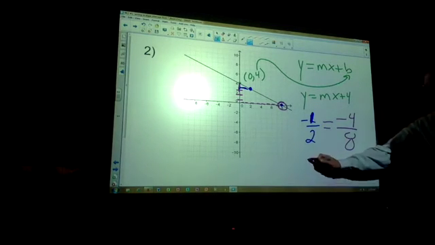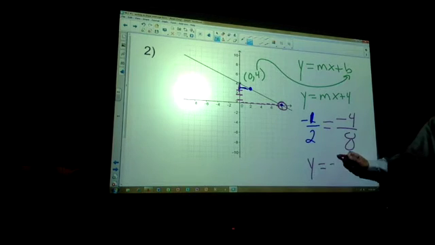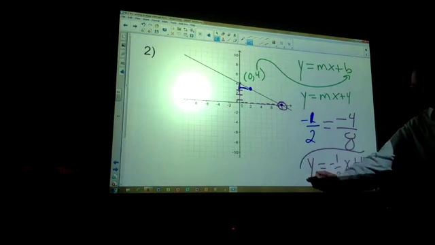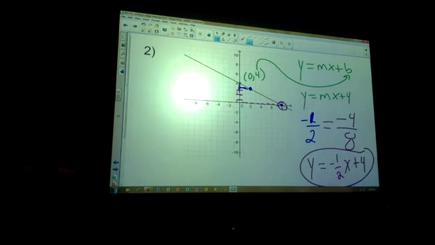Okay, so the equation of my line is going to be y equals negative 1 over 2x plus 4. Does that make sense? Yep. So this type of line would have been the cover method, because the cover method allows us to find where it crosses the x-axis, where it crosses the y-axis. The cover method works when it's in standard form.